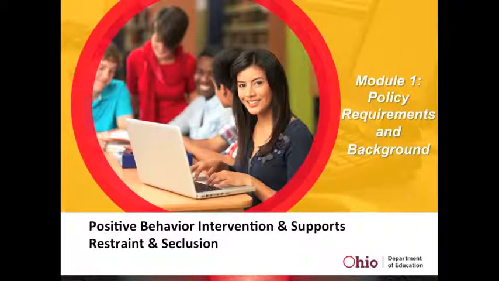Welcome to part one of the series Positive Behavior Intervention and Supports, Restraint and Seclusion. This module, Policy Requirements and Background, is the first of 5 modules created by the Ohio Department of Education to review requirements of Ohio's standards for the implementation of positive behavior intervention supports and the use of restraint and seclusion. Our focus is on the Positive Behavior Interventions and Support, or PBIS, which ultimately increases positive interactions and impacts the social and academic success of students.